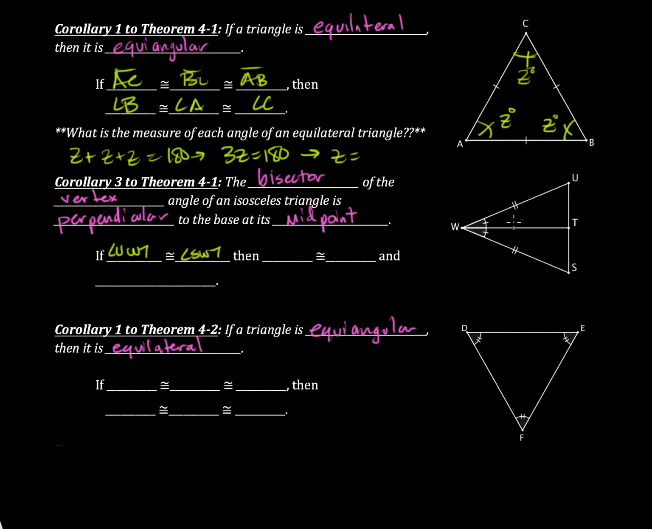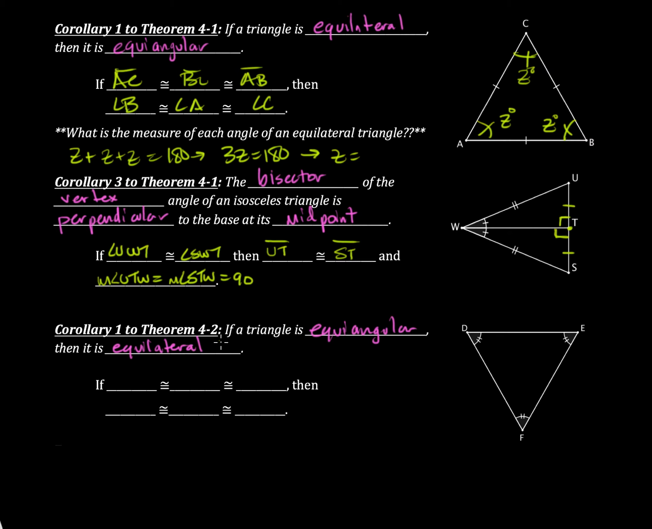So if this angle has been bisected, this vertex angle of this isosceles triangle, then this point right here is the midpoint of the base, or in other words, we can say that segment UT would be congruent to segment ST. And this is a right angle, and this is a right angle, because it says that this bisector will be perpendicular to the base. So I could say that the measure of angle UTW and the measure of angle STW will both equal 90. They will both be right angles.